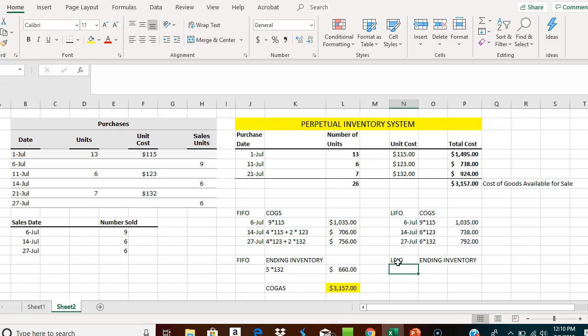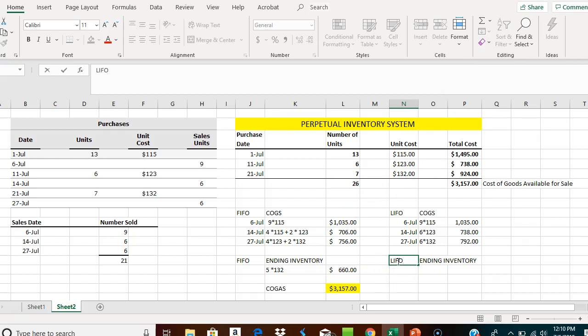Now, we still have 5 units remaining because we've sold a total of 21 units. That does total 21, doesn't it? Yes, it does. And we had 26, meaning we still have 5 units remaining under LIFO. Which 5 units do we still have remaining? Let's take a look. Of the 7 from July 21st, we sold 6 of those. So we still have 1 remaining at 132. The 6 from July 11th, we sold all 6 of those. So all of those are gone. And then the one from July 1st, of those 13, we sold 9 of those units. So we have 4 units remaining at a cost of $115 each.